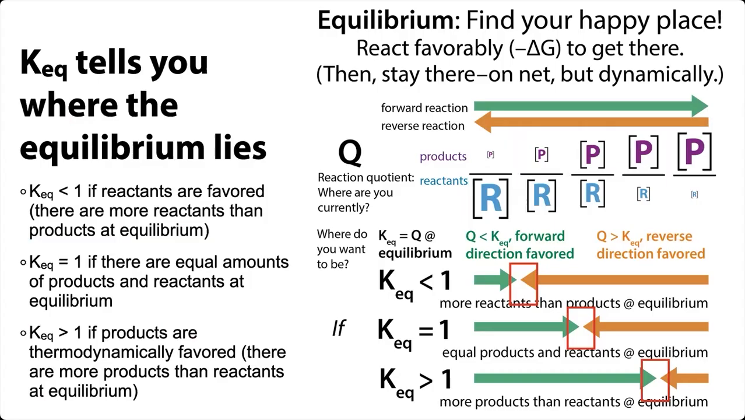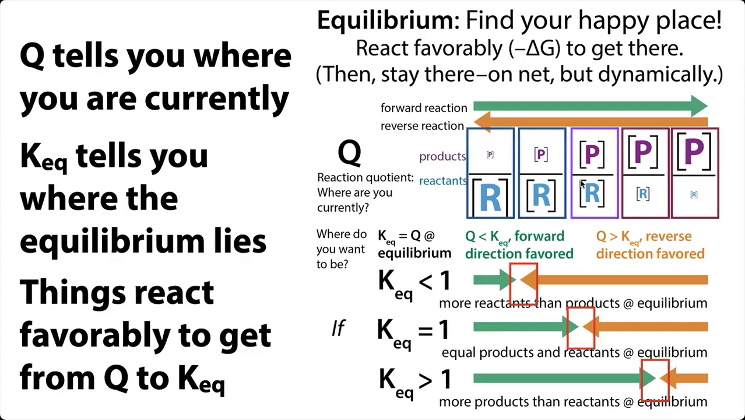Now, KEQ is going to tell us where the equilibrium lies. Similarly to Q, if KEQ is less than 1, we've got more reactants at equilibrium. So now instead of looking at where we are right now, we look at where we are at equilibrium. If KEQ is less than 1, we're in that zone where we've got more reactants than products. If KEQ equals 1, we've got equal amounts. And if KEQ is greater than 1, then we've got more products than reactants at equilibrium. So KEQ is at equilibrium. Q is where you are right now.